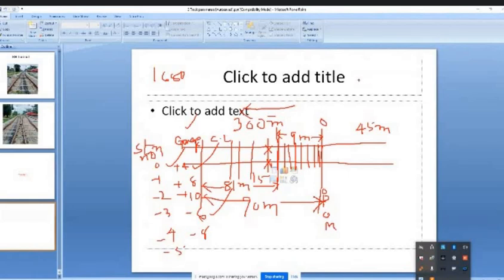Cross level is very simple. Say one side a rail will be there, another side also a rail will be there. If I am calling this the left rail, this is the right rail. If you make one horizontal line between these two rails, the vertical difference between these two is called the cross level.